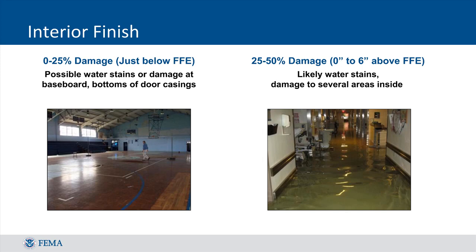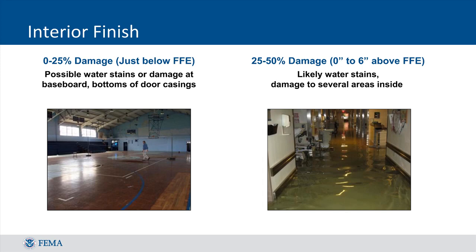In the 0 to 25% range, you may only see minor water stains or damage along baseboards and to doors in a flood event. Or you may note that only certain parts of a large structure have been damaged by a fire or high wind event. In short, the damage will be minor and often restricted to only cleanup or small-scale repairs.